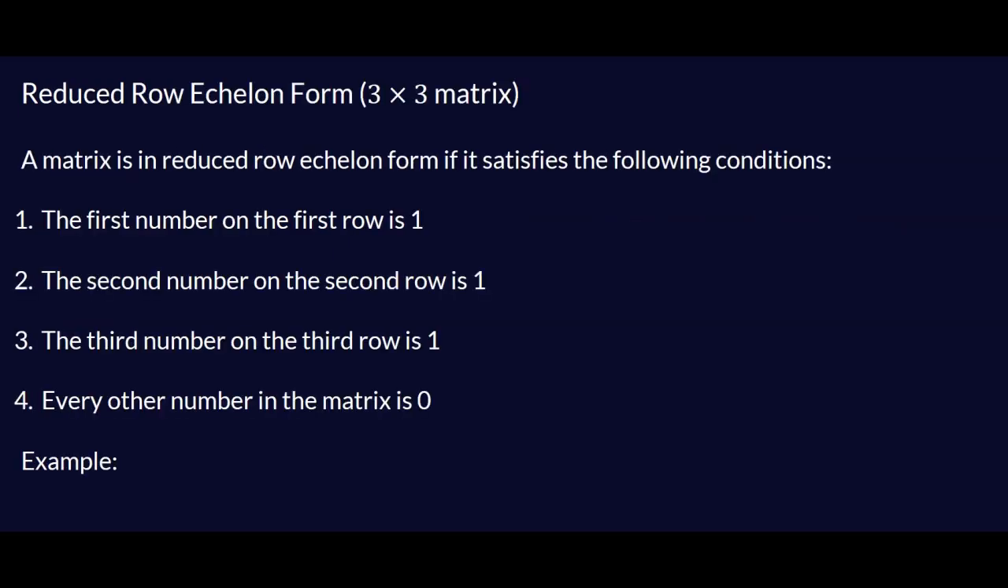So what is the reduced row echelon form of a 3 by 3 matrix? It's a 3 by 3, so we're looking at 3 rows and 3 columns. So let's go ahead and try to deduce what that would be. A matrix is in reduced row echelon form if it satisfies the following conditions. The first number on the first row is 1. The second number on the second row is 1. And the third number on the third row is 1. Every other number is a 0. So that's what this really looks like. We have a reduced row echelon form, and this is an example here of what it looks like.